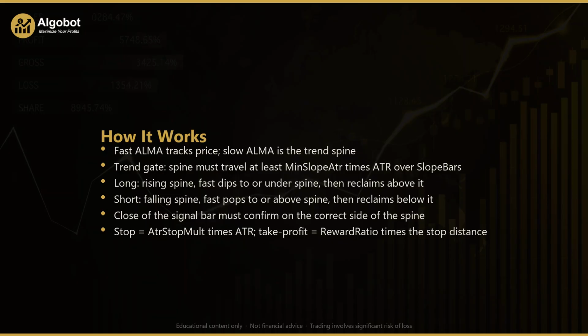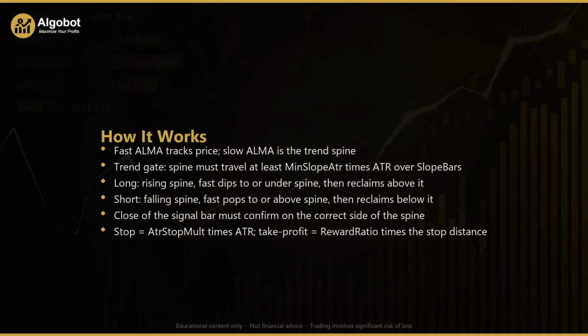Then comes the trend gate. The strategy measures how far the spine has moved over the last 5 bars. That's the slope bars setting, and compares that travel to the average true range multiplied by MinSlopeAtr, which defaults to 0.3. If the spine has climbed by at least that much, the regime is considered an uptrend. If it has fallen by at least that much, it's a downtrend. If neither is true, the market is treated as too flat, and the strategy simply waits.